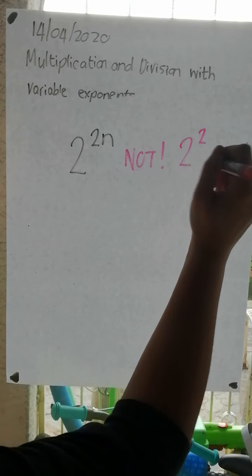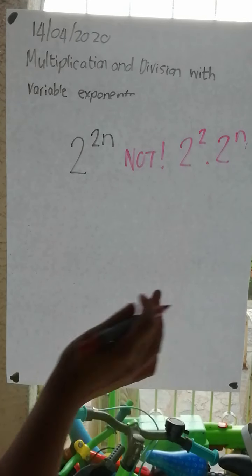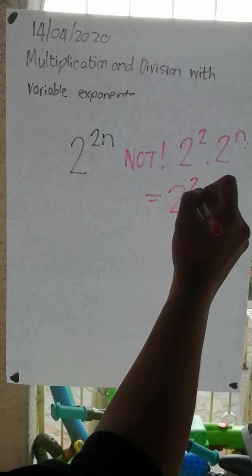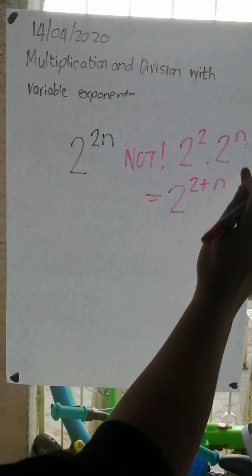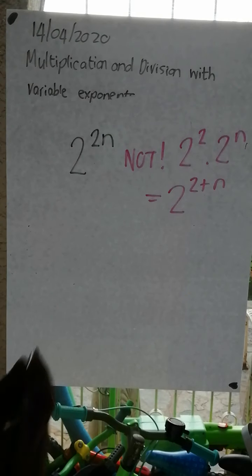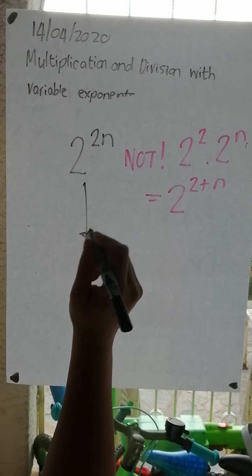2 to the power of 2 times 2 to the power of n? No, because I'm multiplying. Keep the base, add the powers. That's what that looks like. That and that are not the same. This looks like this, and it's something important for you to remember.